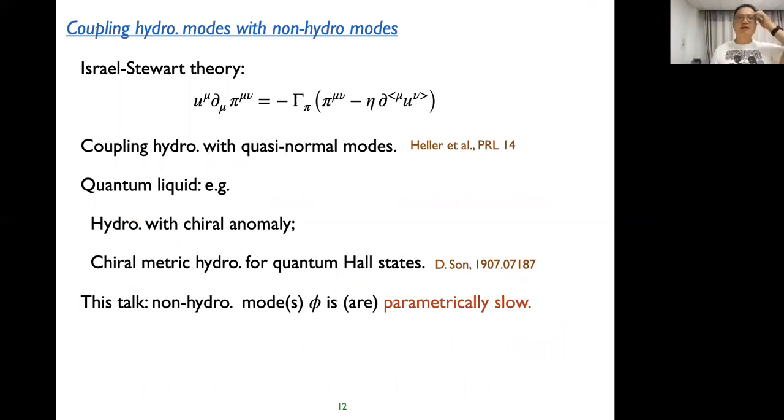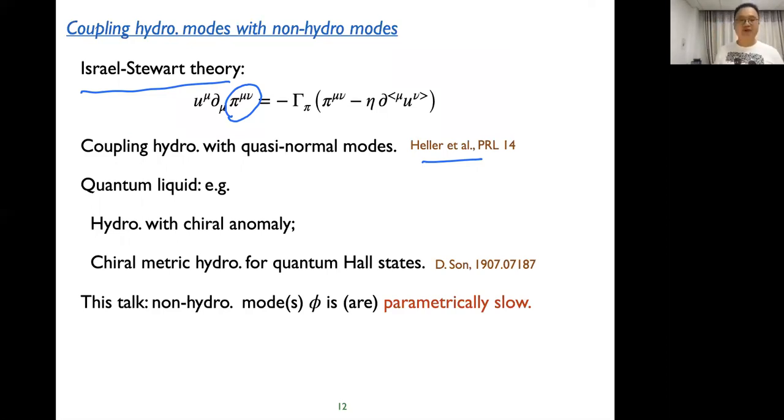I should mention that decoupling the hydro mode from the non-hydro mode is not something very new. In contrast, it has a very long tradition and history. One well familiar example is the Israel-Stewart theory, where you introduce some additional tensor modes and use a relaxation time to describe their evolution. And I should also mention that Miko and his collaborators are trying to couple the hydrodynamic modes with the quasi-normal modes. This is in particular motivated by the gauge-gravity correspondence.